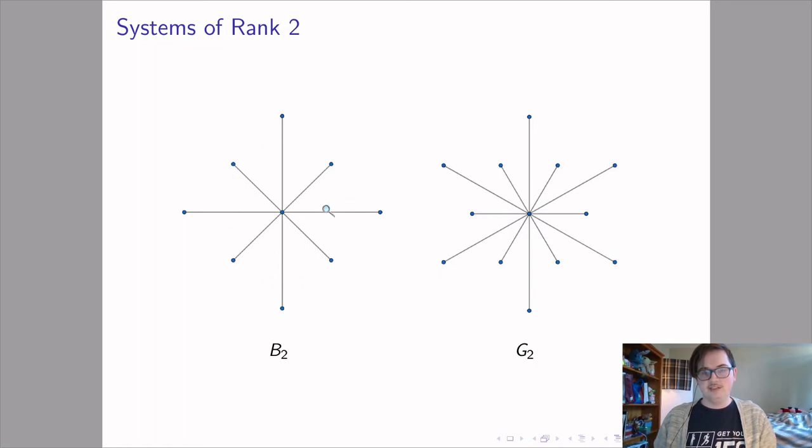So we have 8 vectors here, pi over 4 apart. And then the lengths here are going to differ by a factor of root 2 every time you go to the next one. And similarly for G2, we have 12 roots. Here they're all separated by an angle of pi over 6. And the lengths here are going to differ by a factor of root 3 as you go around.